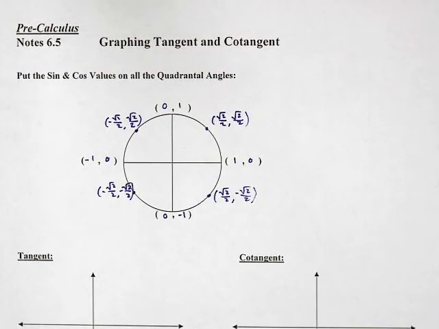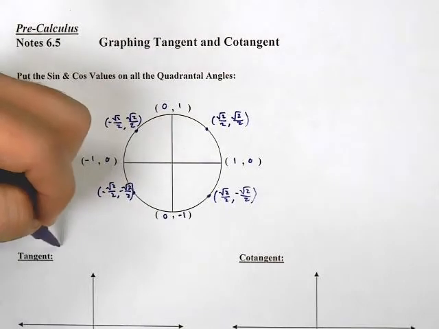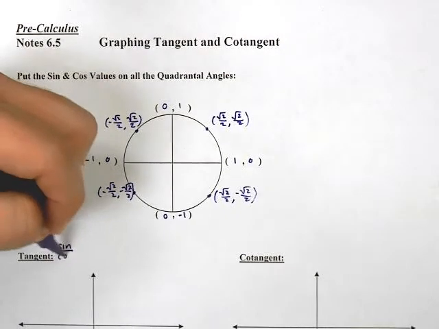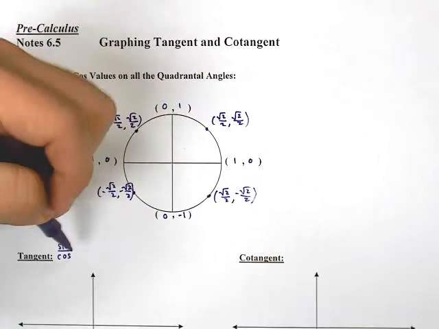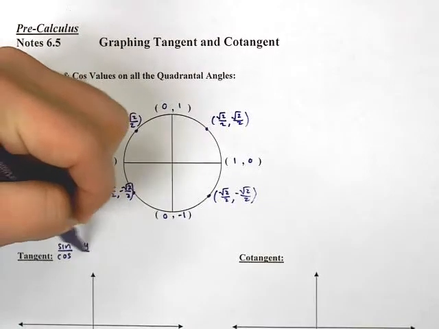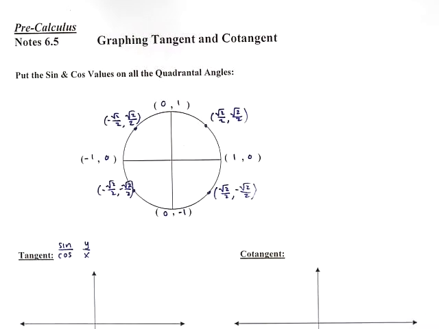All right, we have to remember that if we're trying to graph tangent, tangent is either sine over cosine, or another way, of course, we can think of it as y over x, right? Y over x. So that means we need to find the tangent values for everything. We need to find the tangent values at every location.